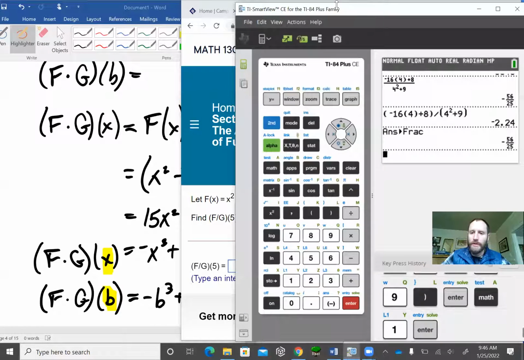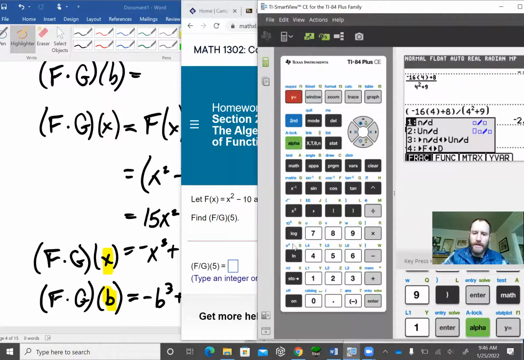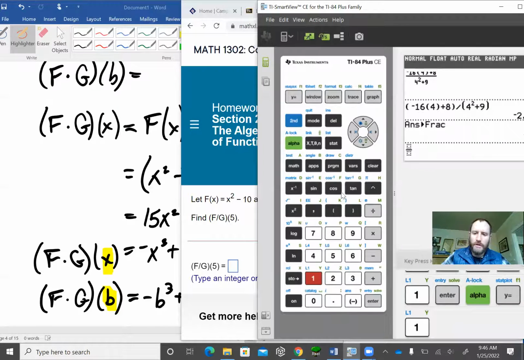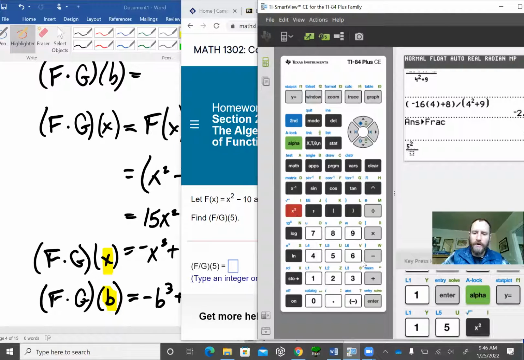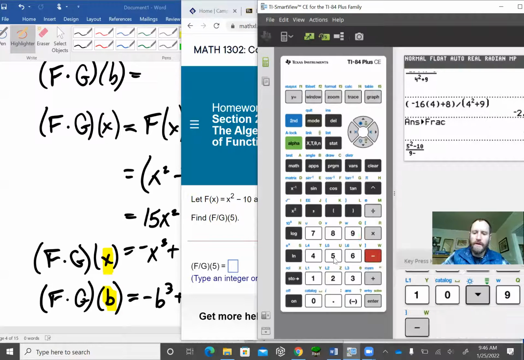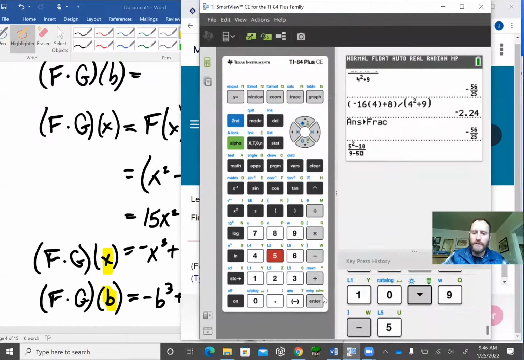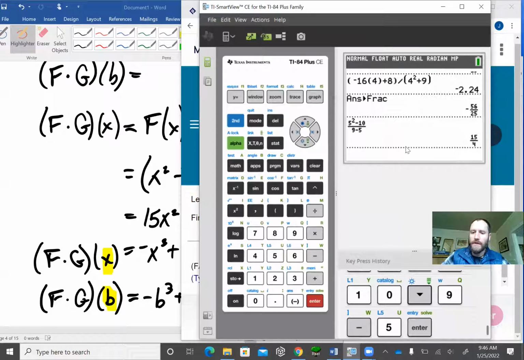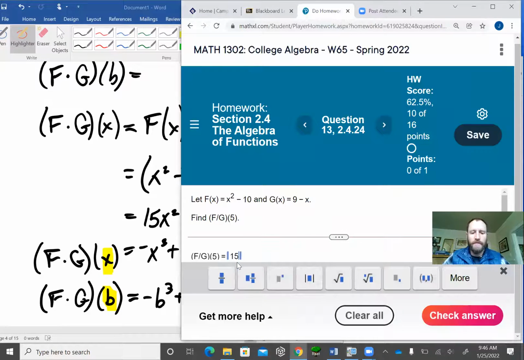I'll show you here, if you get on a roll with these, I know some of y'all are really good with your calculator. You might just want to start doing it like this, right? You could just go right in here, get a fraction, and just do like this. 5 is the number you're plugging in for x. F is on top, so go 5 squared minus 10 divided by g, which is 9 minus 5. This will just give you the answer right away. So there's definitely some time saving things you can do. 15 divided by 4. And then just pop that in there.